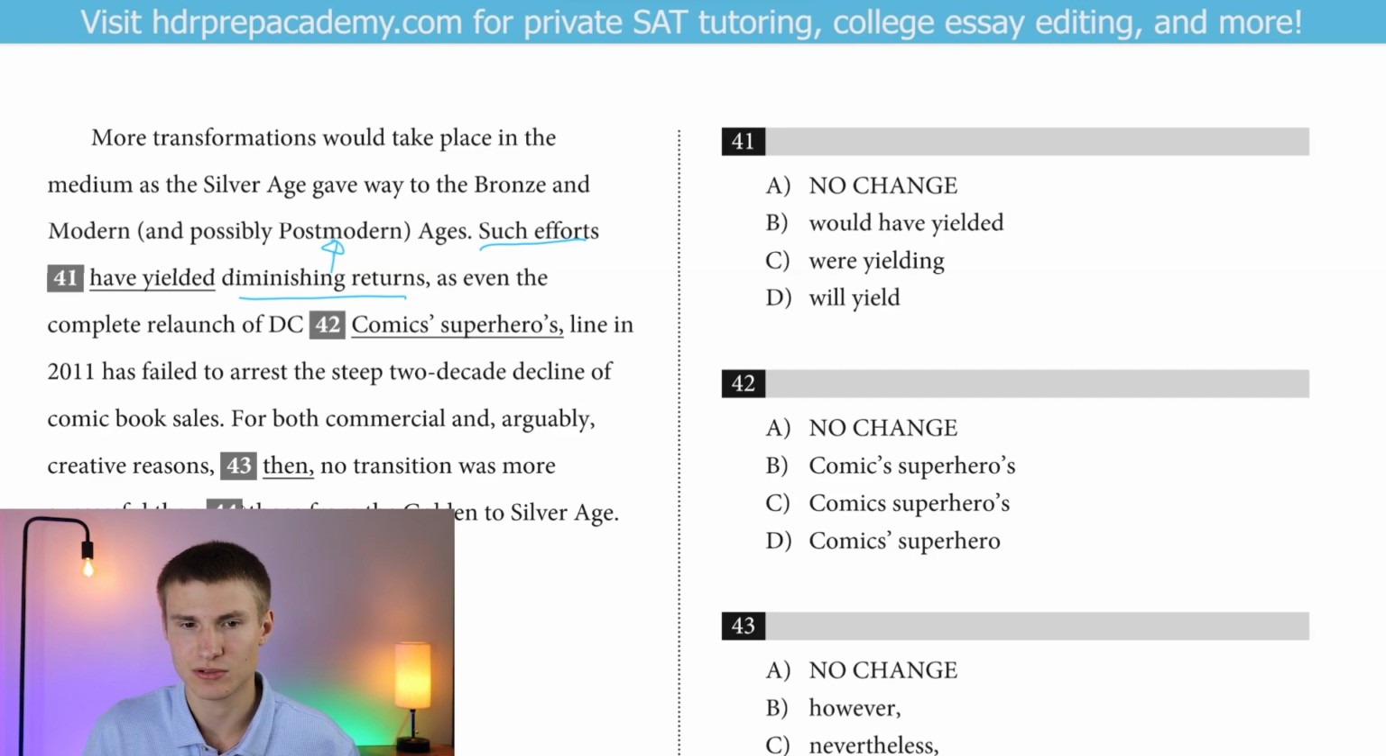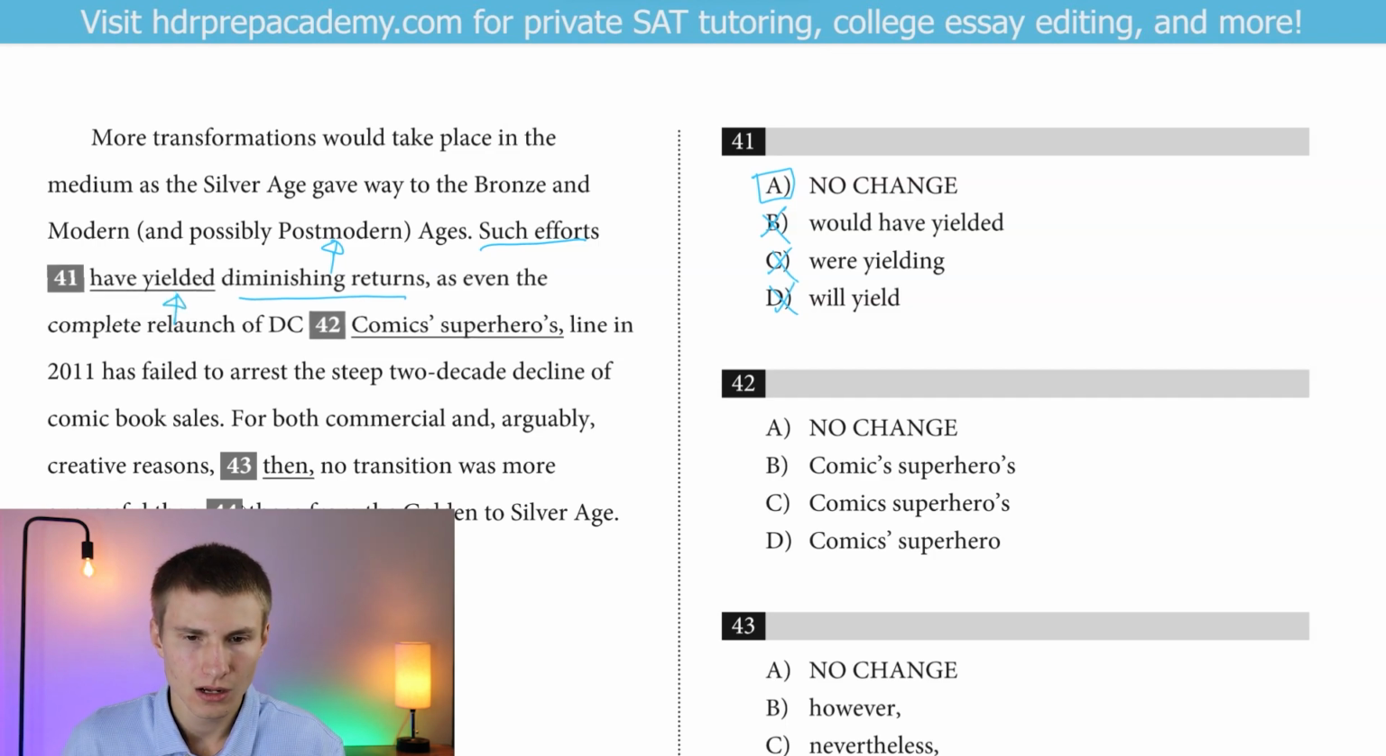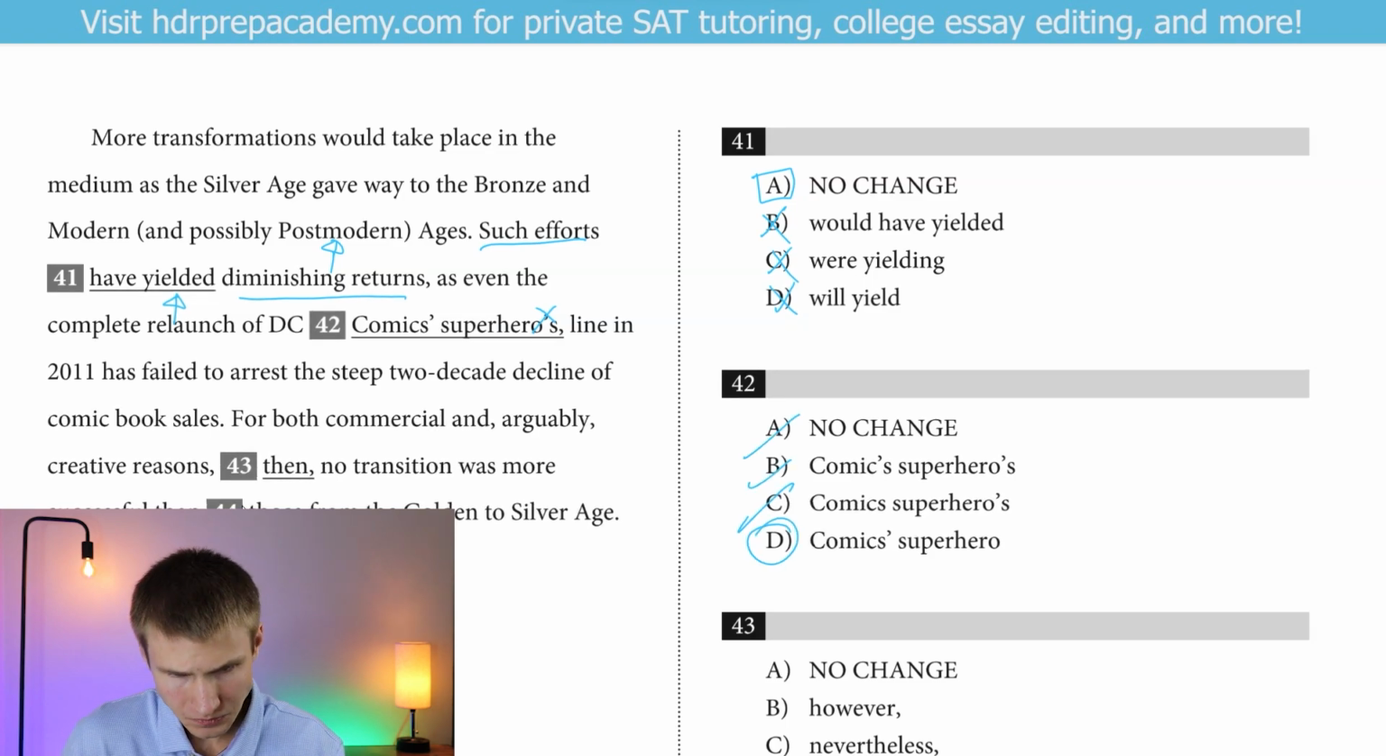That means that what we're going to end up using then is the present perfect tense, which is going to be "have yielded." Now, keep in mind that the present perfect tense, if you're not familiar with that, just means that something began in the past and is still ongoing. Okay, so the way that we would represent that in this case would be with "have yielded." All right, moving on, we have as even the complete relaunch of DC Comics superheroes. Keep in mind, superheroes doesn't own anything, therefore I can get rid of A, B, and C, and I see my answer there will be D.